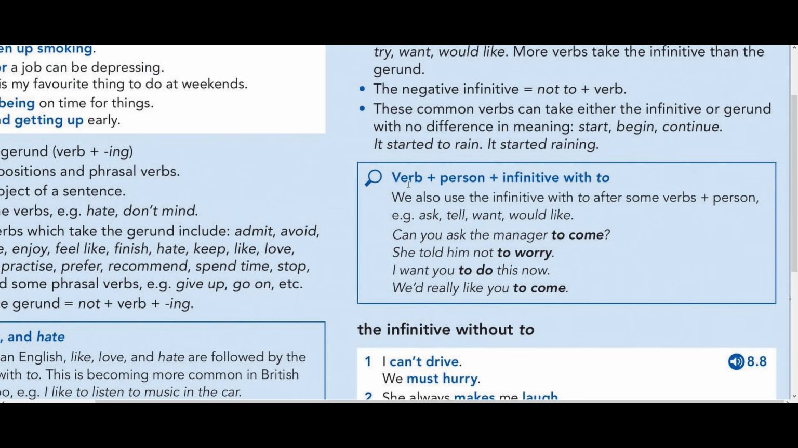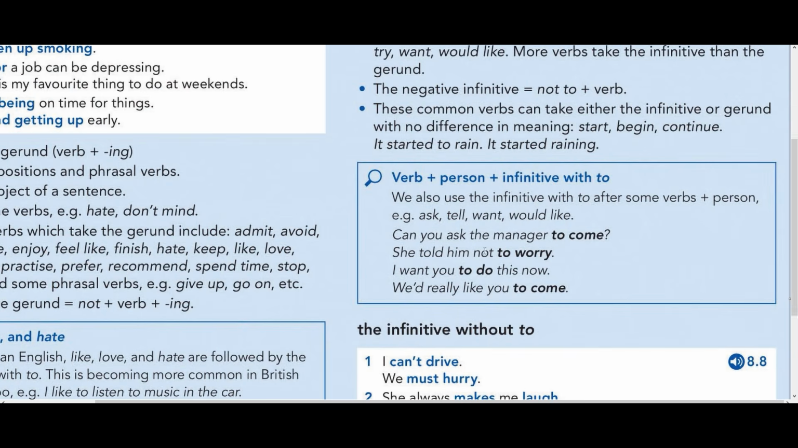Есть такая конструкция, она называется глагол плюс человек плюс infinitive with to. Как она звучит? Можете ли вы попросить менеджера прийти? Она сказала ему не волноваться. Я хочу, чтобы ты сделал это сейчас. Мы хотели бы, чтобы ты пришел. В таких конструкциях infinitive with to очень гармонично звучит. Герундий я бы даже не поставил: can you ask the manager coming? Оно даже не звучит, или мне так кажется.